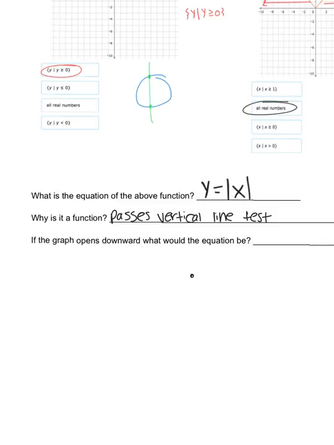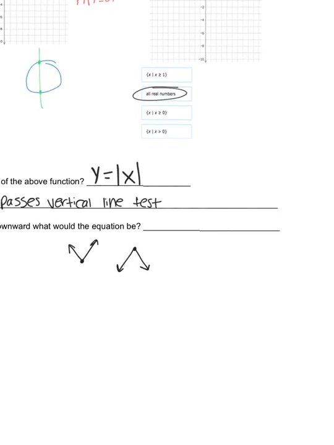So usually the absolute value graph looks like this. It's facing upwards. If I make it point downwards, it's now opening like this. What that's doing is reflecting the graph over the x-axis. Thinking back to transformations, a reflection over the x-axis causes a negative sign to be in the front of my function. So this is a reflection over the x-axis. If your graph is pointing downward, you're going to have a negative sign in front of the absolute value symbol.